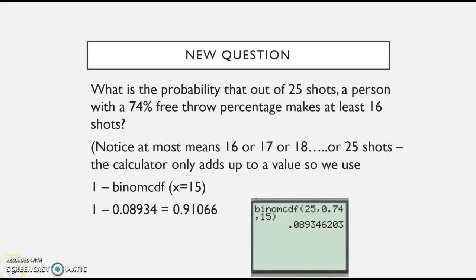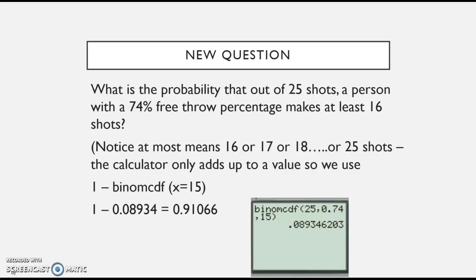And what if we have the at least case? So suppose the question is, what is the probability that out of 25 shots, a person with a 74% free throw shooter percentage makes at least 16 shots? Now, at least is very different from at most. At least means that they make 16 or 17 or 18 all the way through 25. Our calculator only adds up to a value. So if we can find the probability of at most 15, subtract that from 1, and we'll end up with everything left.